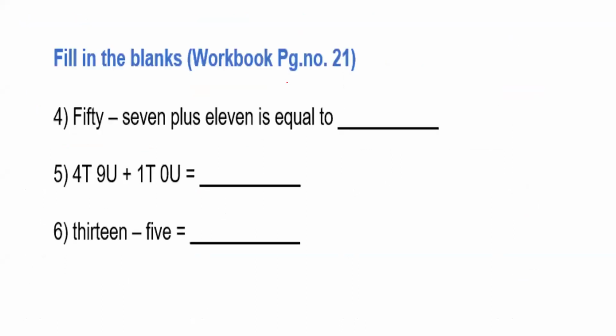Fill in the blanks. It's in workbook page number 21. Okay. So 57 plus 11 is equals to dash. What is the number? 57 plus 11.